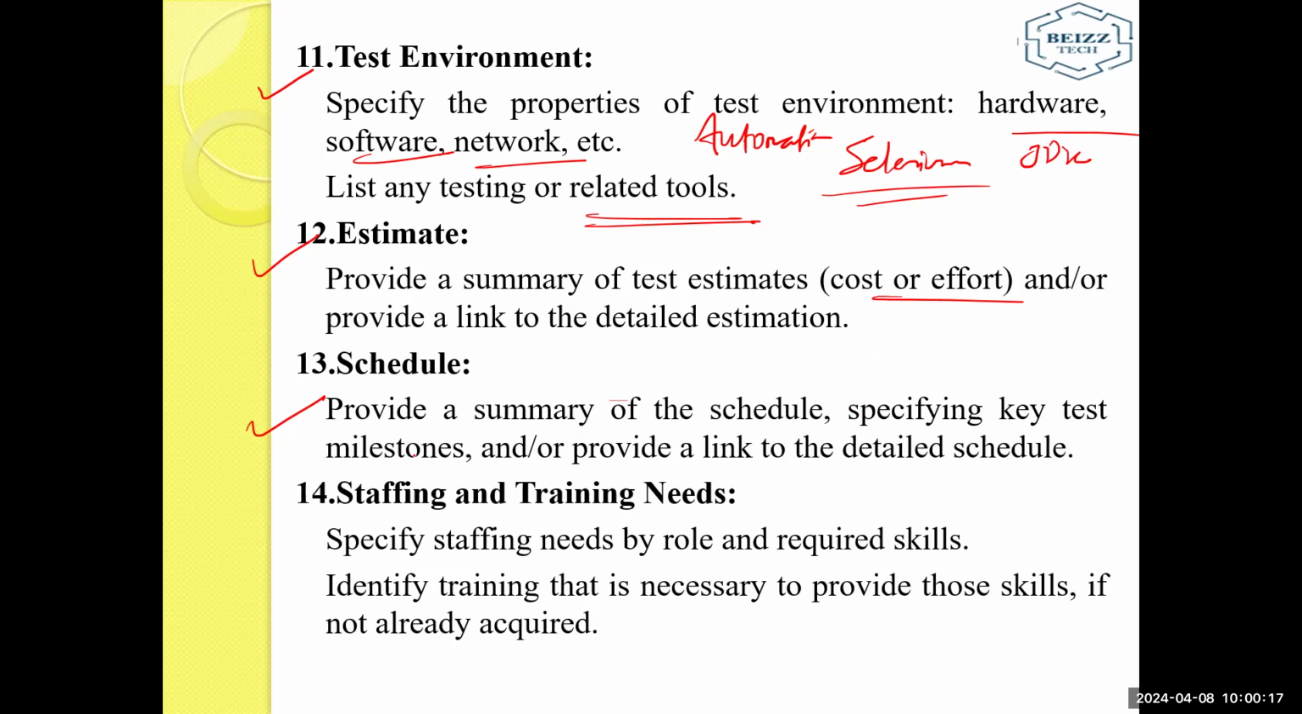Specify the key test milestones and provide a link to the detailed schedule. So milestone means somewhere we can complete our work in certain targets. So those targets, those milestones also we can set up and we can achieve our work. Staffing and training need, specify staffing need by role and required skill, guys. Identify training that is necessary to provide for those skills if they are not already acquired. So this again depends. If it is really required to provide you any kind of training, any kind of support, then the company will simply provide you that kind of support too.